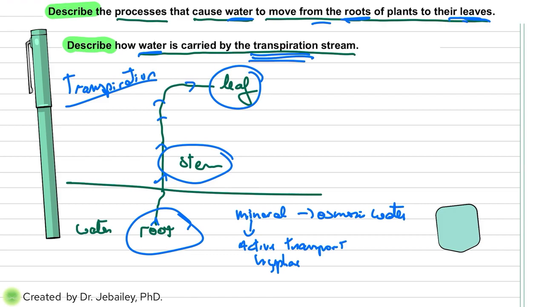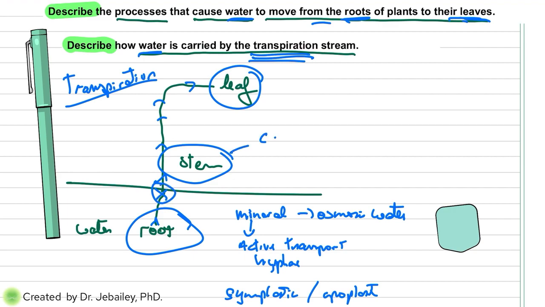After the water enters the root, you can talk about the symplastic and the apoplastic. What are these? This is the way the water moves through the root. Symplastic is going through the cytoplasm, while apoplastic is going through the cell walls, and it eventually gets to the xylem. So once it gets to the xylem, then the next thing is to talk about the stem.